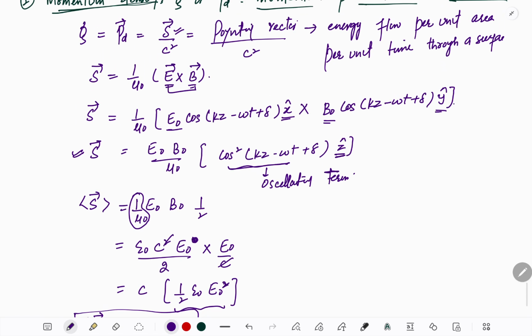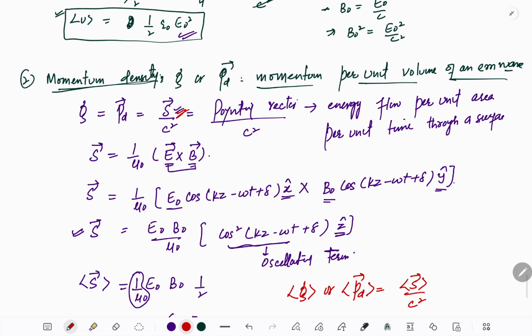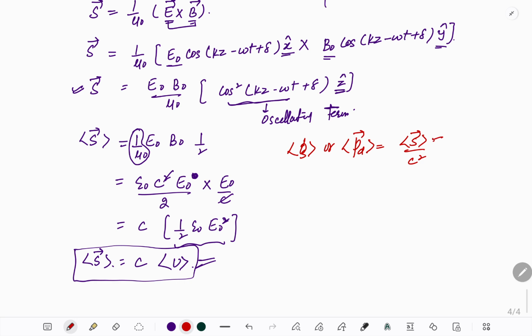This is the average of the Poynting vector. So now if we calculate the momentum density average, that would be the average of the Poynting vector by c square, the basic definition I'm using here. Let me use only one now.